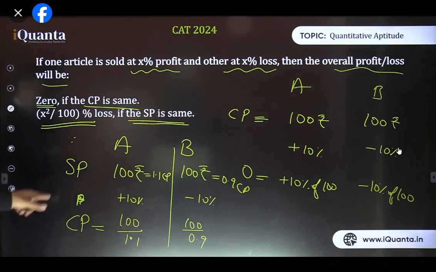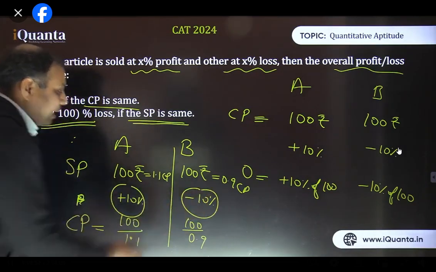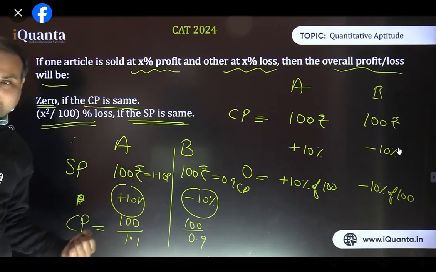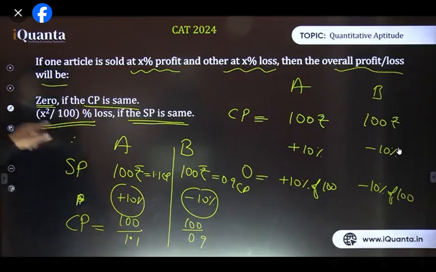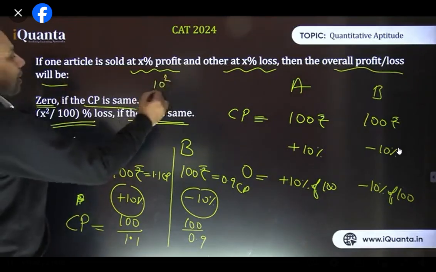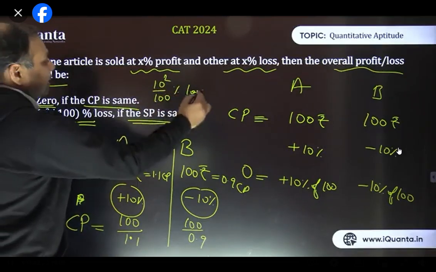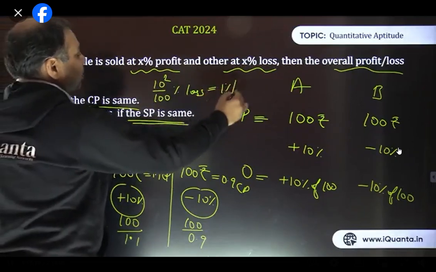Fine. So if we are talking about 10% profit and 10% loss at same selling price, overall there is a loss. How much? Yes, 1% loss overall. How? Because x comes out to be 10 now. So 10 square by 100% loss. That is 1% loss.